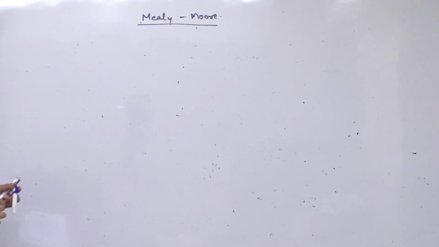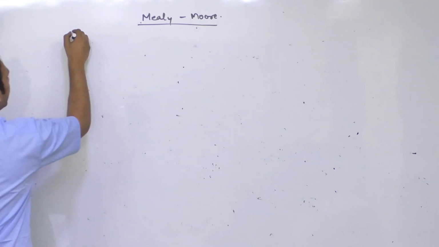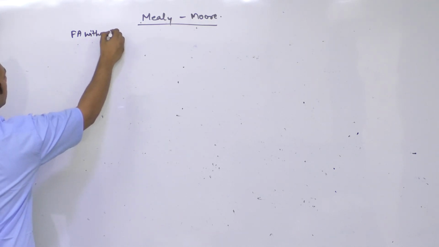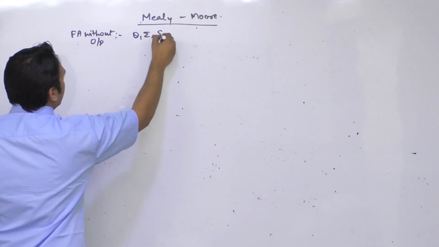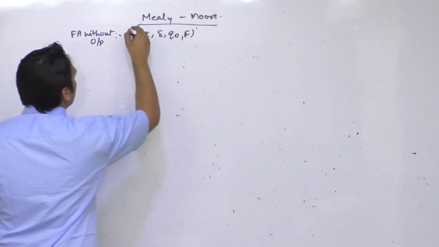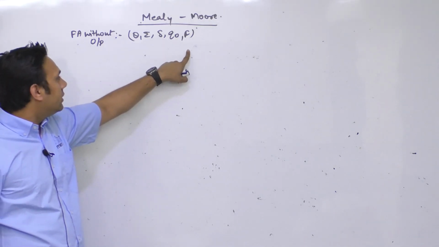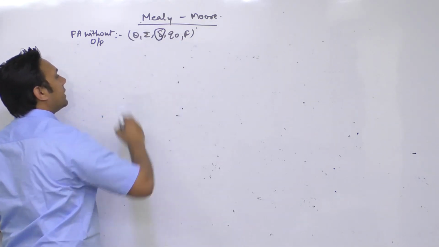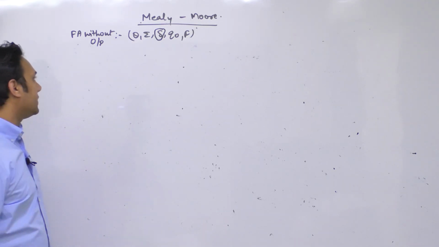Okay, good. So we have this definition for Mealy and Moore machines. The definition says, in case of finite automata without output, the definition is like this: Q, sigma, delta, q0 and F, and this is the definition for DFA, NFA and epsilon NFA. In case of DFA, NFA and epsilon NFA, the only difference is in the delta function.